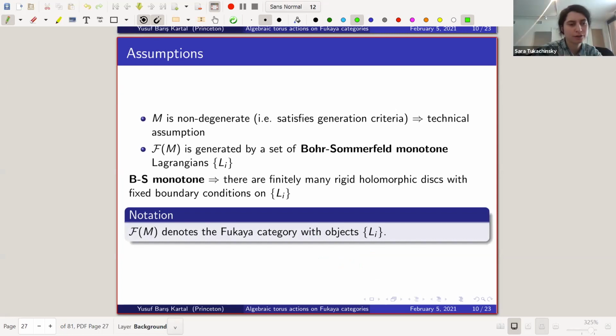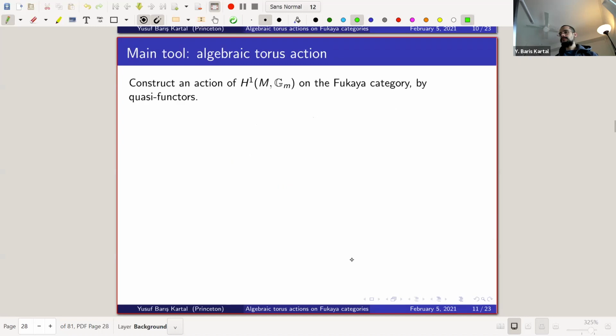Okay, but the Li are not the only objects that are generated, but this is not the big Fukaya category. That's what I mean. It's just the span of, this is the full subcategory spanned by Li.